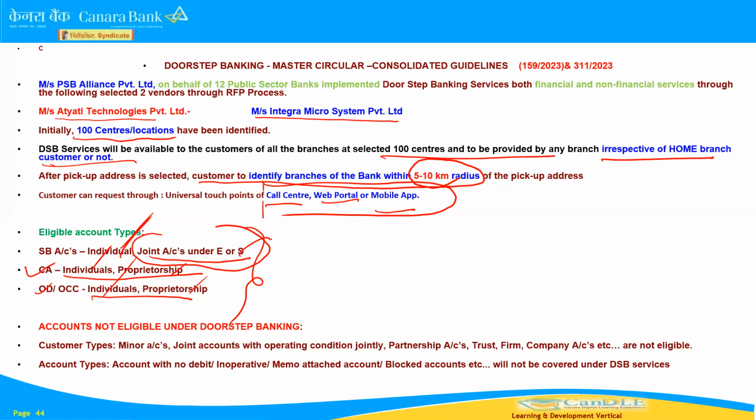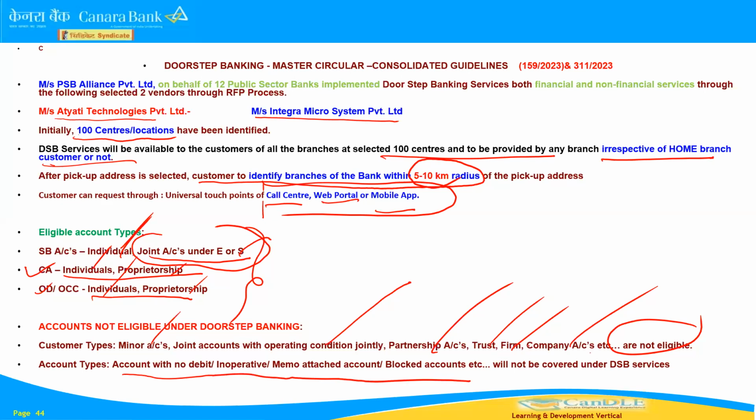Okay. Accounts not eligible for doorstep banking. Minor accounts, joint account with operation jointly, partnership, trust, firm, company are not eligible. Account types. What type of accounts are not eligible? Accounts with no debit, inoperative, dormant, blocked accounts will not be covered. Any attachment is there, any block is there, inoperative, there are no debits in the account. These accounts are not eligible, by type of account.